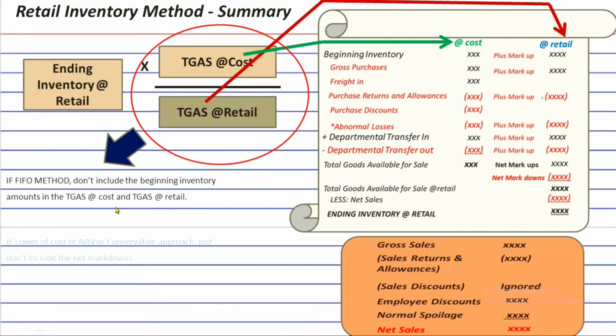The last method is the conservative method, or the lower of cost or net realizable value method, which still follows the same pattern: ending inventory at retail times TGAS at cost over TGAS at retail. Although, the TGAS at retail here in the denominator must not include the net markdowns amount. So that's it for the short summary.